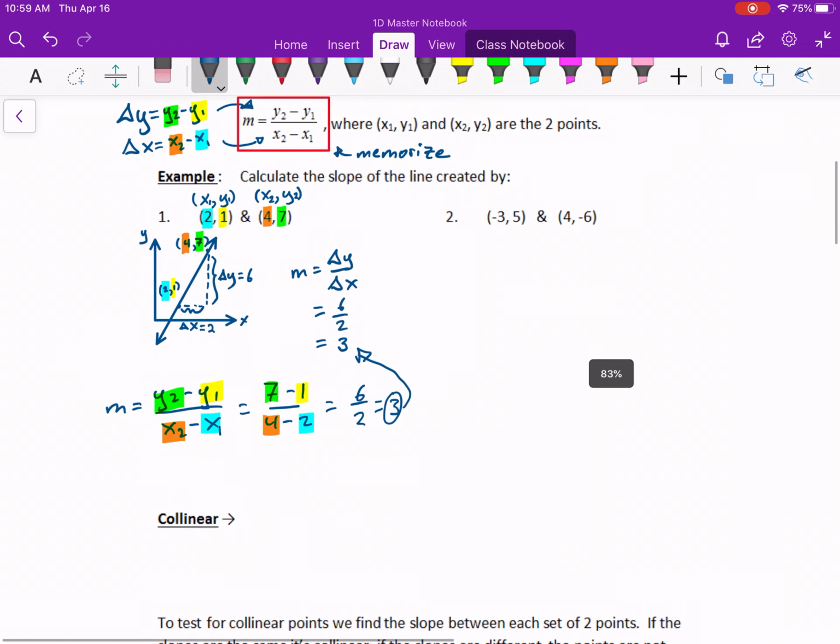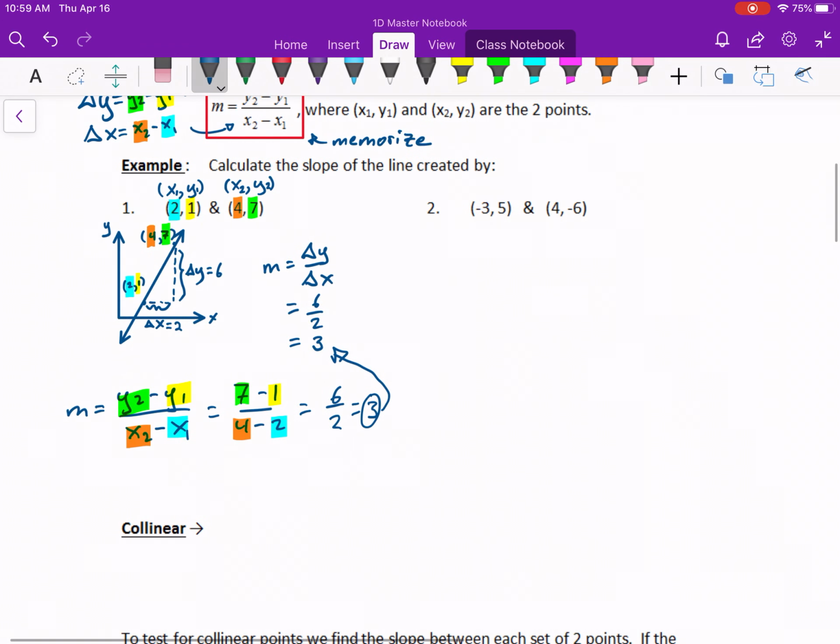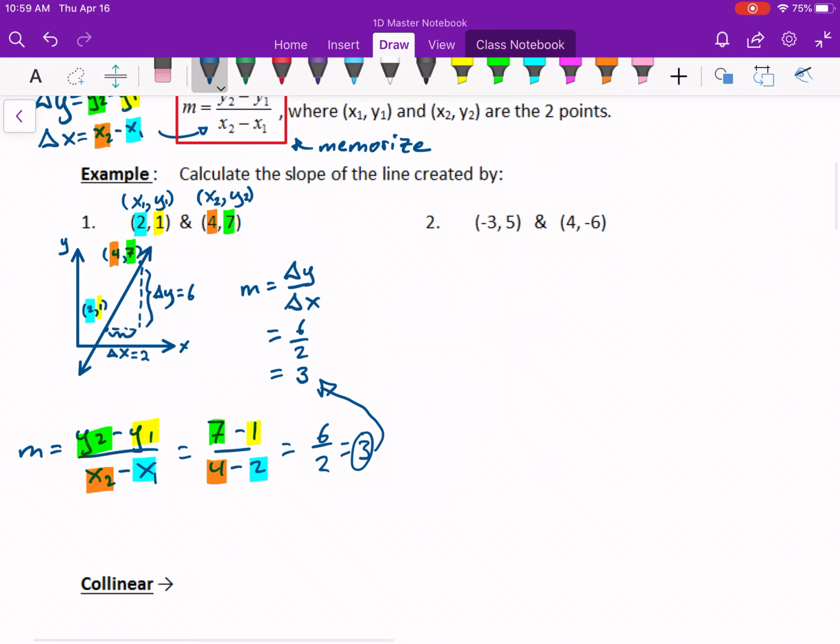Okay, so let's do one without drawing the graph. The first thing we have to do is, again, identify x1, y1. It always goes x, y, and the first one I'll call x1, y1. The second I'll call x2, y2. Let's just plug it into the formula. Now we know we can do it without sketching it.